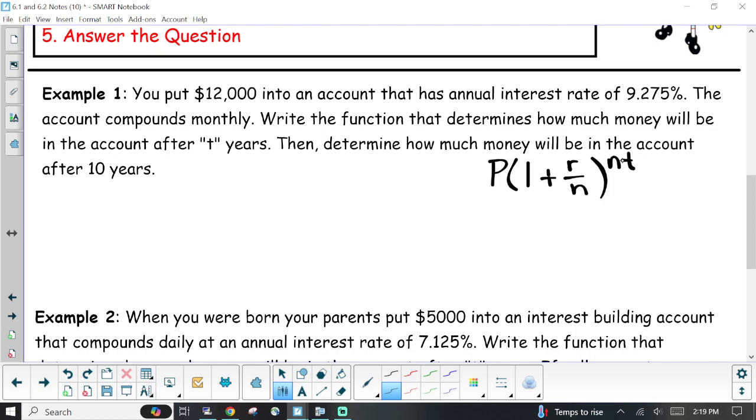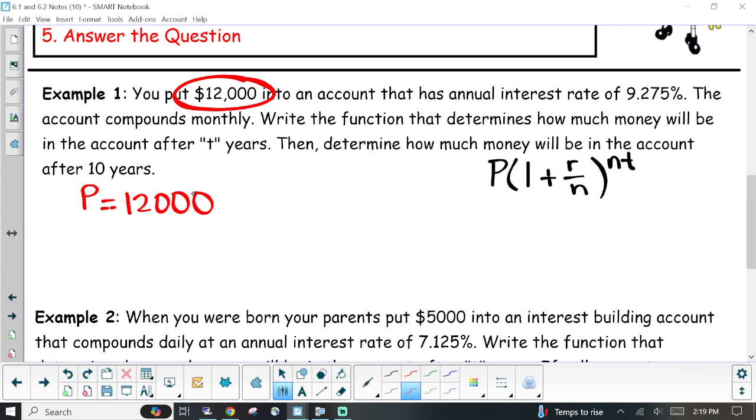So, when we read the problem, it says you put $12,000 into an account that has an annual interest rate of 9.275%. So, this seems important, right? What is this? It's going to be the P. So my P is going to be 12,000. Principal is always what you start with. Starting off.